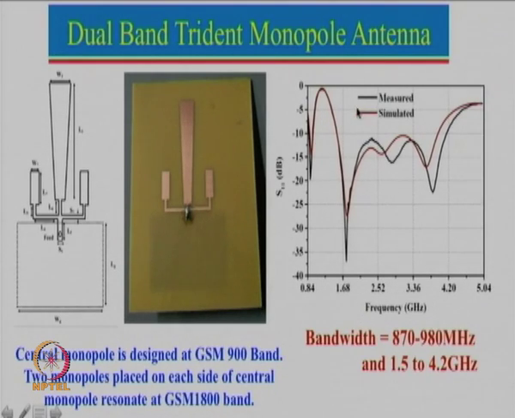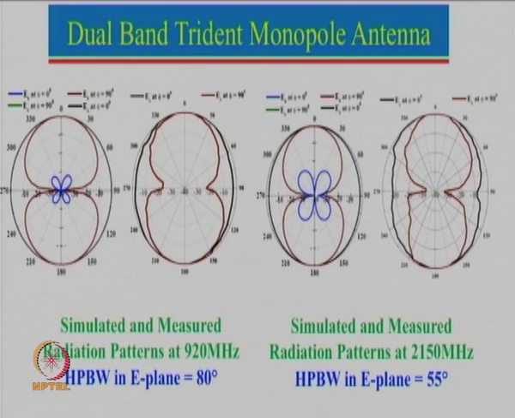And then at the higher response you can see that right from here, 1.5 up to 4.2 gigahertz, we are getting broad bandwidth. Now let us see, our goal was to look at the radiation pattern. So let us see what the radiation pattern is. Here we have shown the radiation pattern at two frequencies, 920, which is between that 890 to 960. You can see that it is a very good symmetrical pattern.